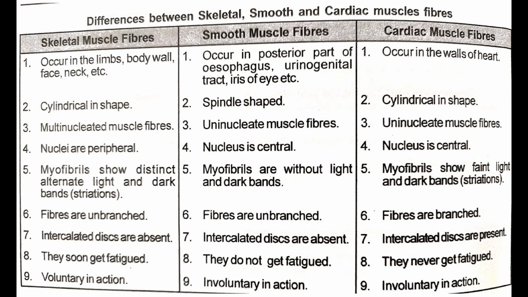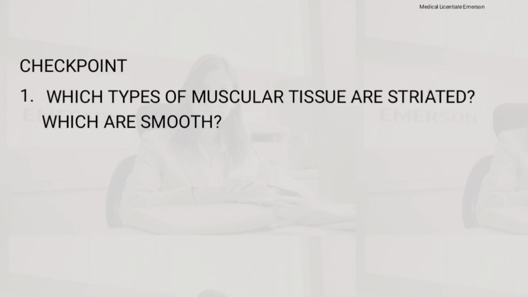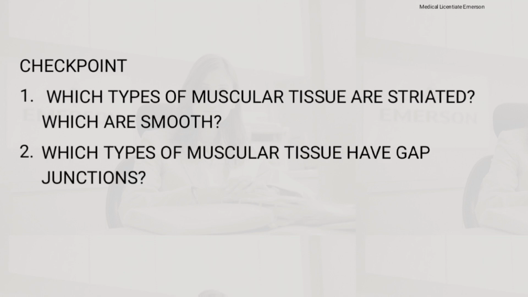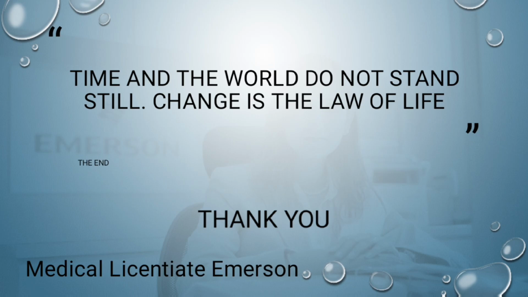So you can pause and go through the differences. Okay, because this is an examinable question where you are asked about the differences. So please pause and go through. So that's the end of the tutorial. Then these are just a checkpoint. You have to understand which types of muscular tissue are striated, which are smooth, and which type of muscular tissue has a gap junction. And that's all.